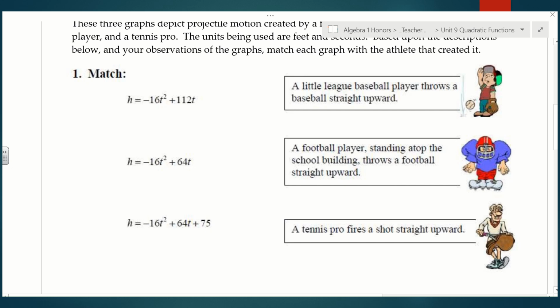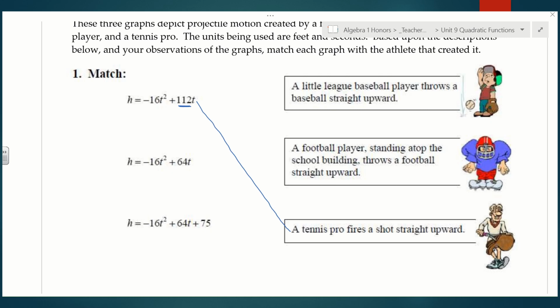That velocity is going to be a lot greater, because if you think about hitting a tennis ball versus throwing a baseball, that ball is going to travel a lot faster. So why don't we go ahead and assume that the first equation goes with the tennis pro, because that has the biggest velocity out of both equations, and that is going to be the easiest way to do this, I think. So now we're comparing the Little League baseball player versus the football player.